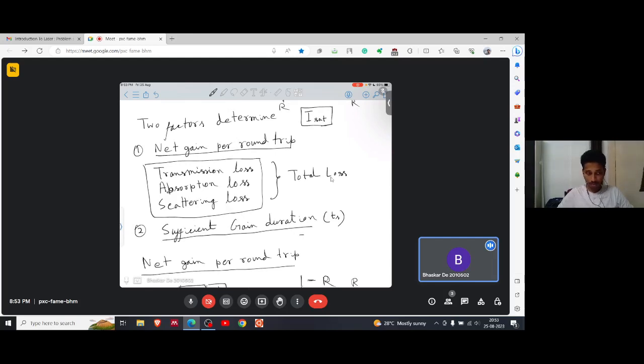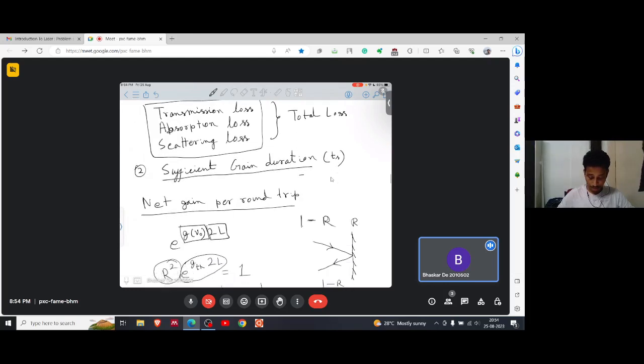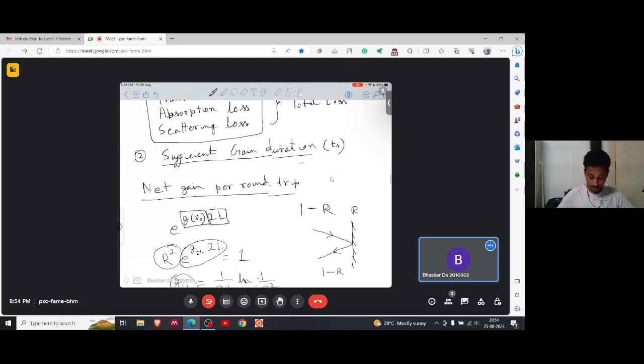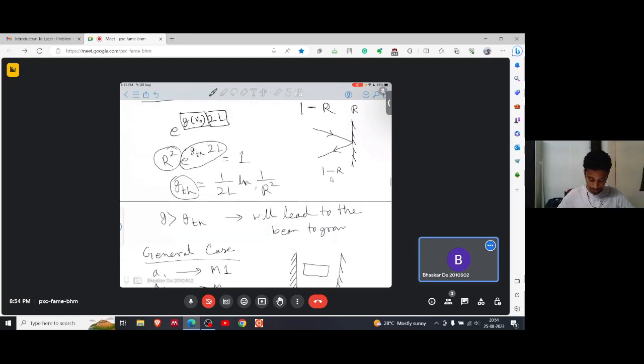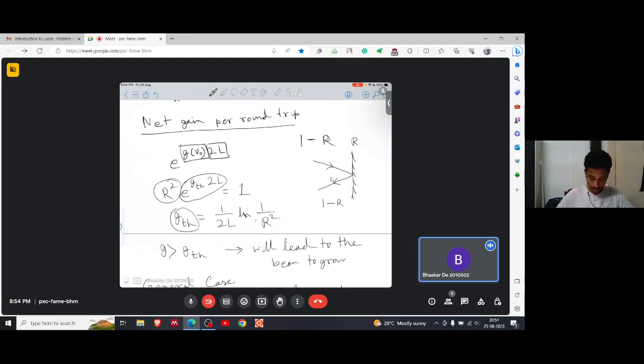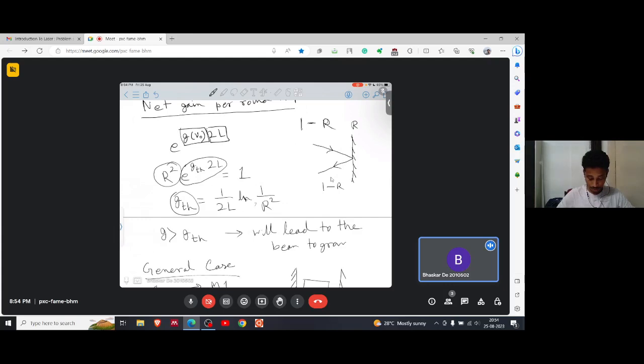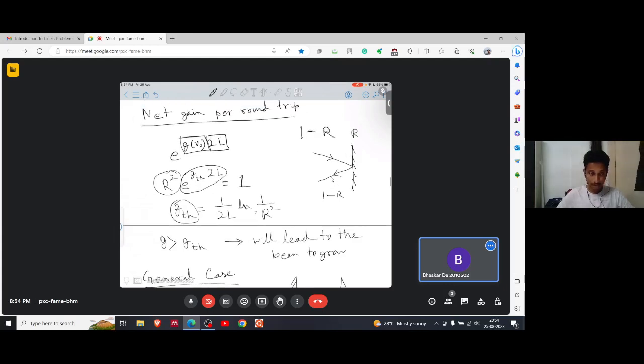So net gain per round trip should be greater than the loss suffered in that round trip, and the loss consists of three types: transmission, absorption, and scattering loss, and the gain duration needs to be higher. So this is the net gain per round trip, e to the g nu naught 12, and this is the threshold gain. In case of threshold gain, the gain should be equal to the loss suffered in that round trip. So that is r square e to the power g th 12 equal to 1.